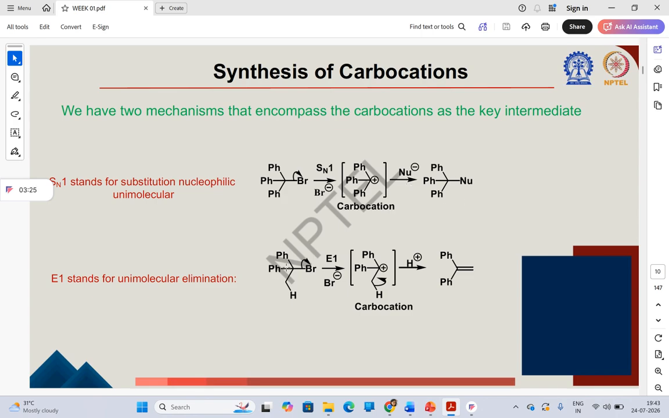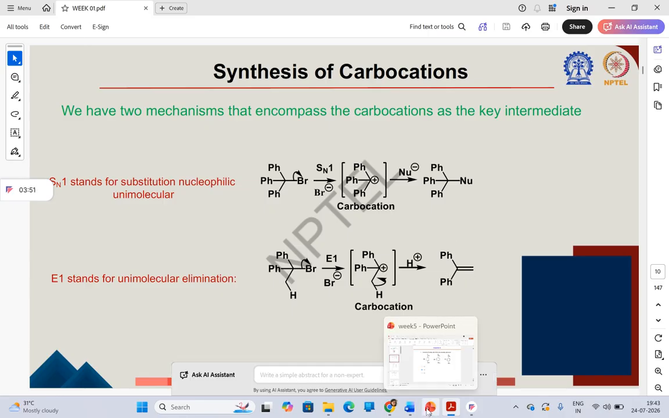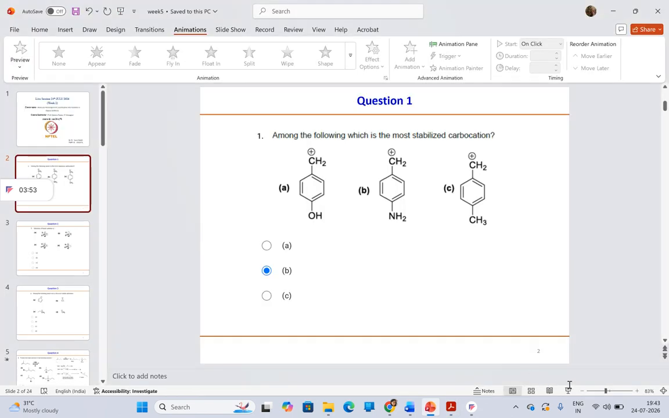Similarly, in the second case, because there is a methyl group, elimination is possible. In the first case, elimination is not possible. So this mechanism will go via E1, which stands for unimolecular elimination. After the tertiary carbocation formation, elimination will take place to form the double bond. I hope these basic things are clear to you. Now we will solve the questions.